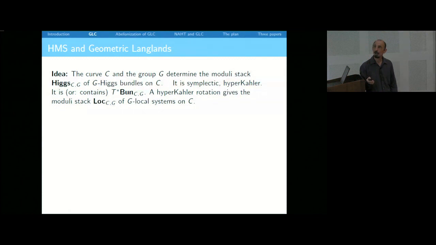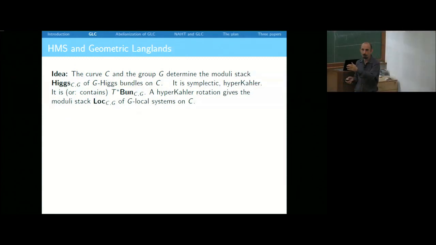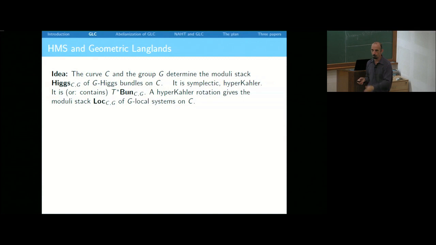At any rate, the fact that it's hyperkähler gives you a hyperkähler rotation, or a spinor structure on it. The hyperkähler rotation gives the moduli stack Loc of G-local systems on C. So another way of saying it is that there's a one parameter family of complex structures on this thing. At one value, you get this Higgs moduli space. At most of the other values, you get the lambda connections that we saw this morning. So the moduli spaces are lambda connections.